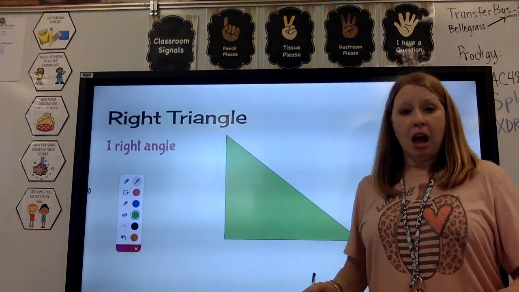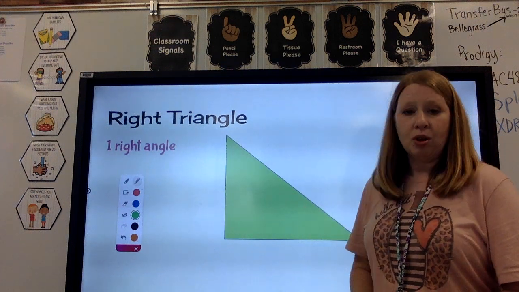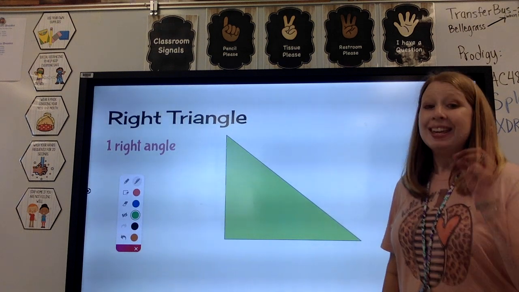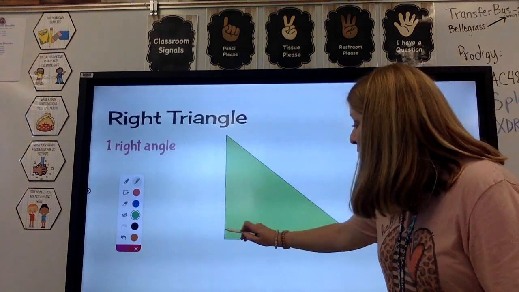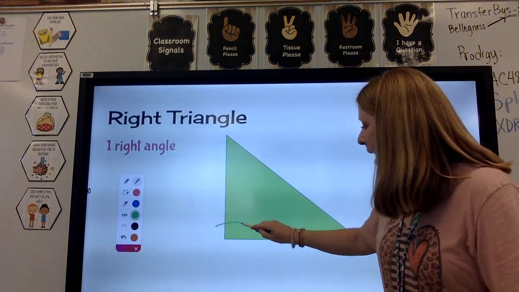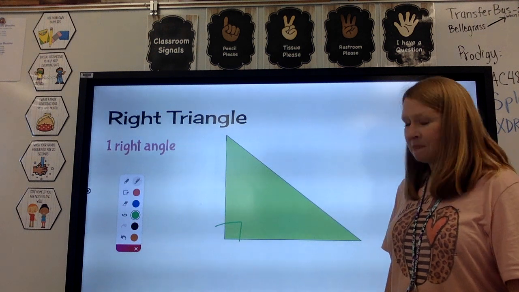Another type of triangle that I have is a right triangle. And guess what a right triangle has in it? Yes, it has a right angle. So a right triangle is going to have a right angle in it, okay?